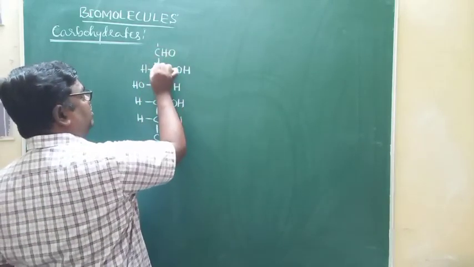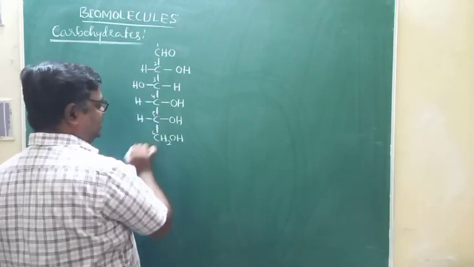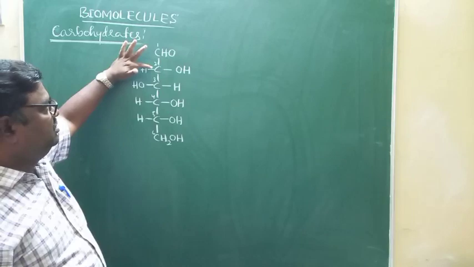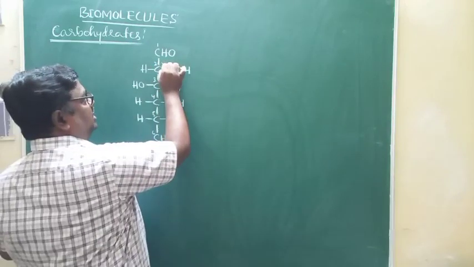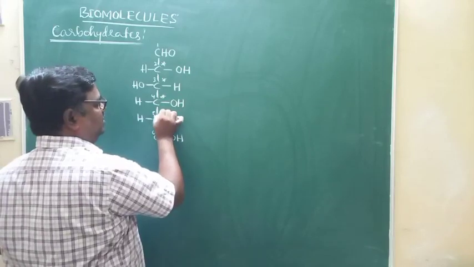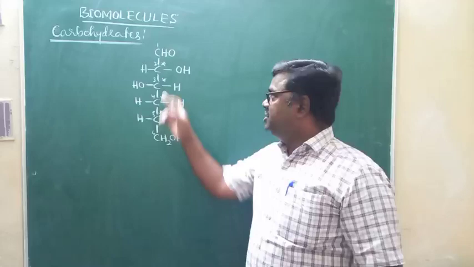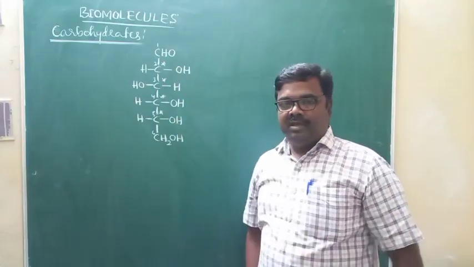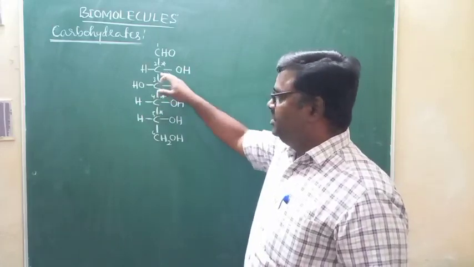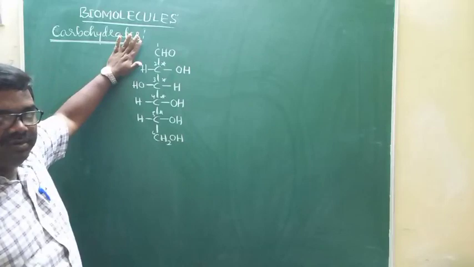This is carbon atom number 1. This is 2, this is 3, 4, 5 and 6. As far as glucose is concerned, it contains 4 asymmetric carbon atoms. That is, asymmetric carbon atoms are those carbon atoms which will be attached with 4 different groups, is it not? A molecule of glucose contains 4 asymmetric carbon atoms. Just observe the spatial arrangement of OH groups at the asymmetric carbon atoms. This is the open chain structure of glucose.